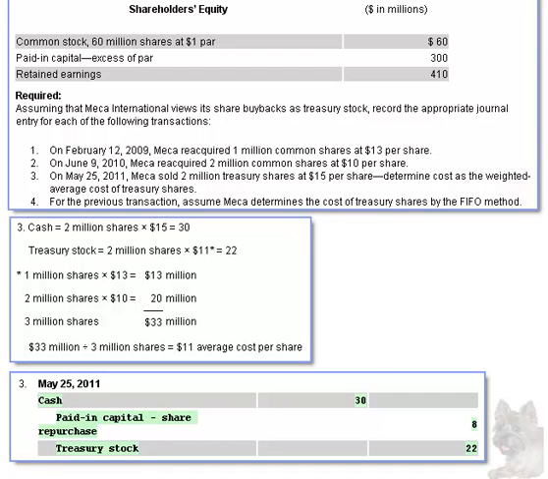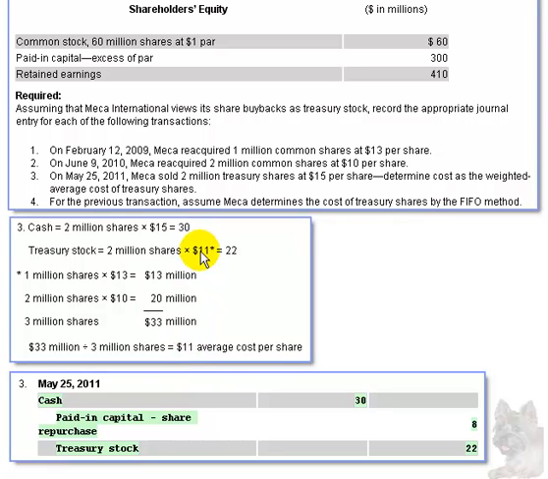Alright, so what do we know? We had 2 million shares that were issued at $15 for 30 million of proceeds, and we see the calculation there. The treasury stock, we had 2 million at $11. Well, how did we come up with the $11 average cost per share? We took 1 million at 13, 2 million at 10. We get 13 million and 20 million, so 3 million shares at 33 million. 33 million divided by 3 million shares gives us $11 in average cost.